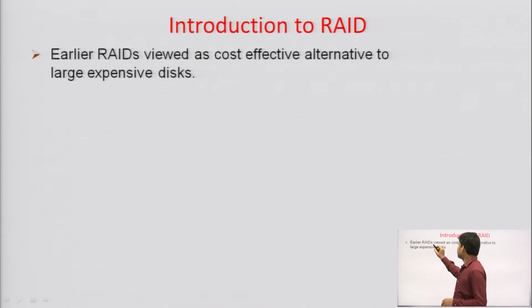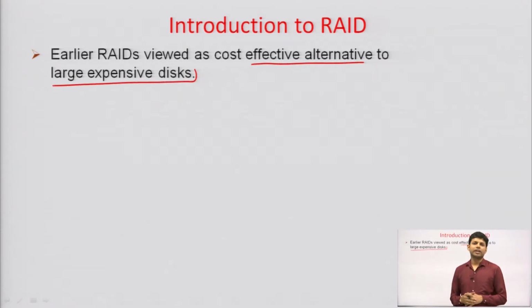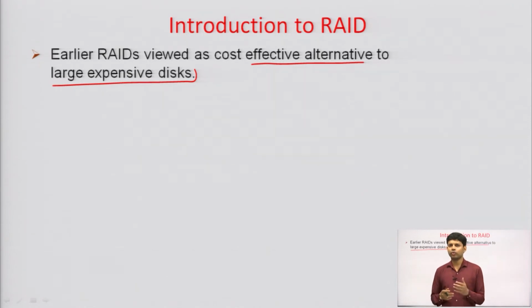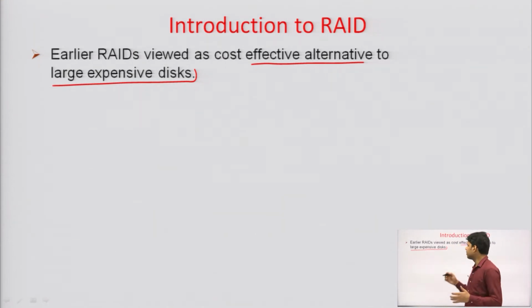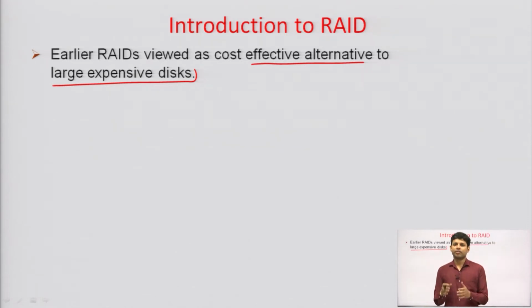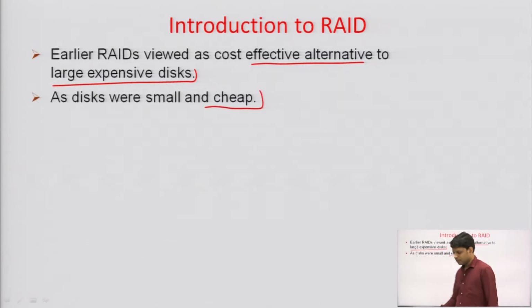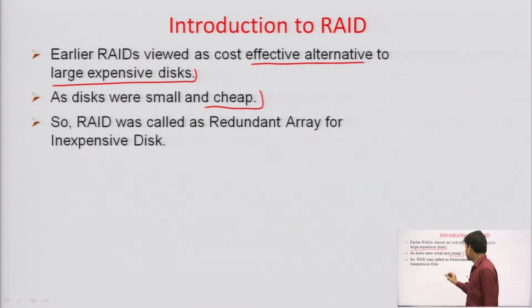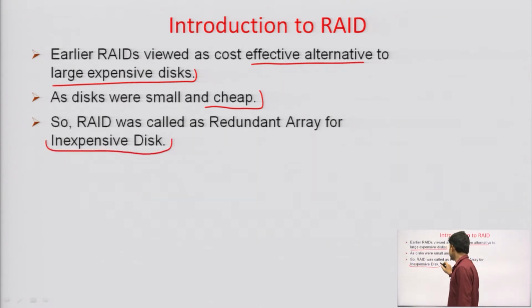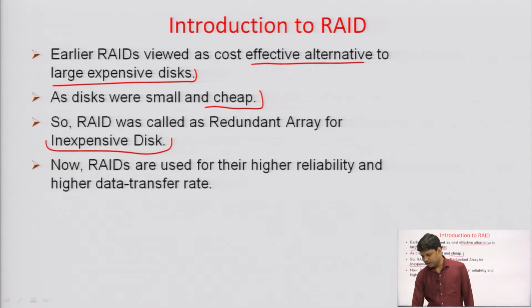Now let's come to some more points. Earlier, RAID was viewed as a cost effective alternative to large expensive disks. When the hard disk cost was not so low, we used RAID as a cost effective alternative to large expensive disks. Instead of applying one large costly disk, we can use small, less costly disks in place of one large disk. As disks were small and cheap, RAID was called a redundant array of inexpensive disks.